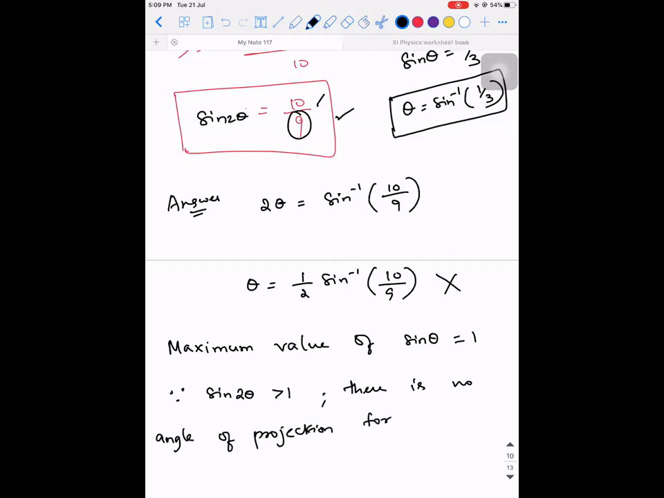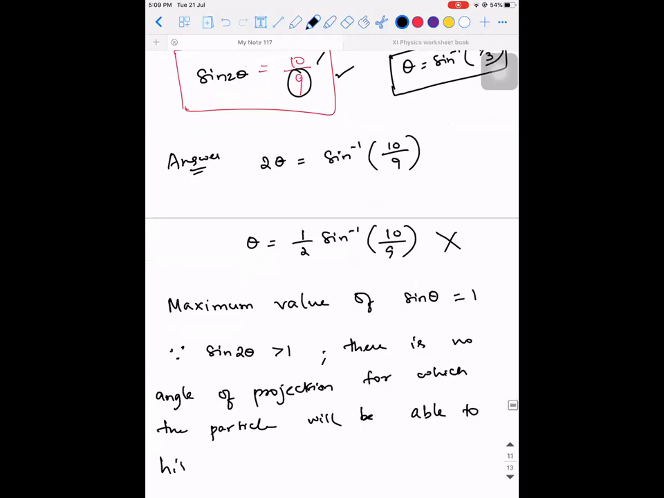There is no angle of projection for which the particle will be able to hit how much distance? At a distance of how much value, guys? 25 meters. So in this case, it is not possible at all. Is it clear? So you need to be very careful. Just because you got sine theta is equal to something, don't say that is the answer. You have to check whether sine theta is greater than 1 or not. I mean less than 1 or not. So the maximum value of sine theta is +1 and the minimum value of sine theta is -1.